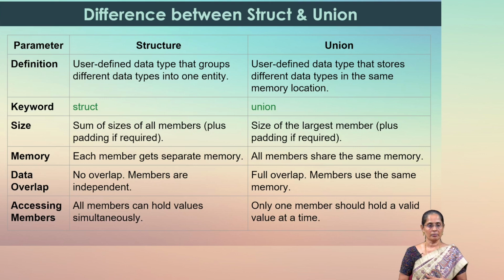Then how do we access the members? All members can hold values simultaneously. It means that if I am having 4 members in a structure, all the 4 member values can be simultaneously used in the function or a program. Whereas in the case of union, only one member will be active with a valid value at a particular time. So, whenever we want a union to be processed, we need to use one particular member, and after its usage is over, it has to be overlapped or rewritten with another member's value. That is how a union works.